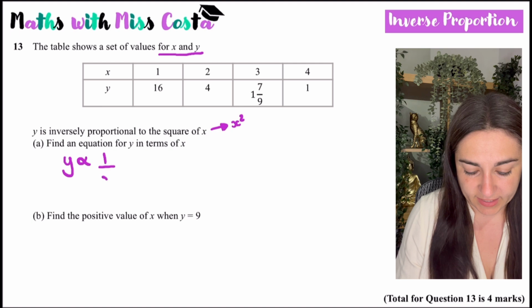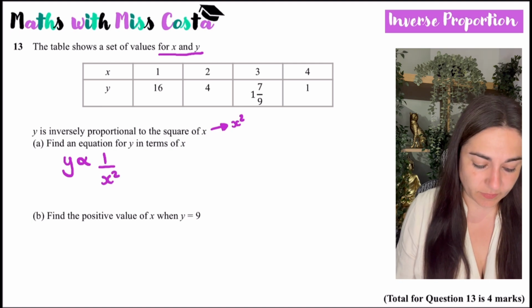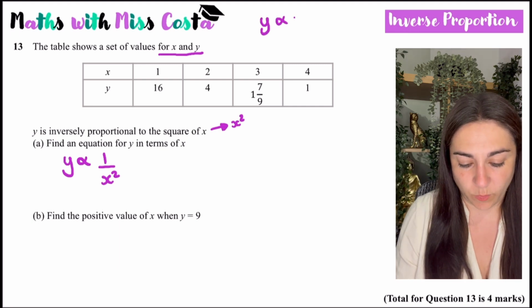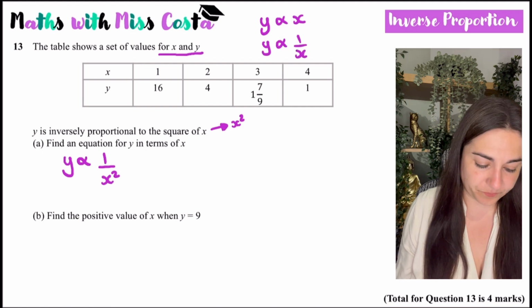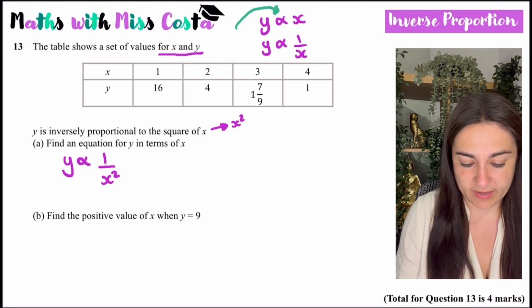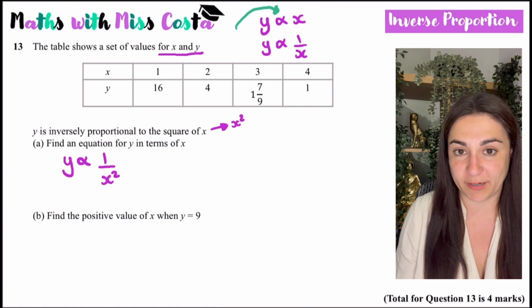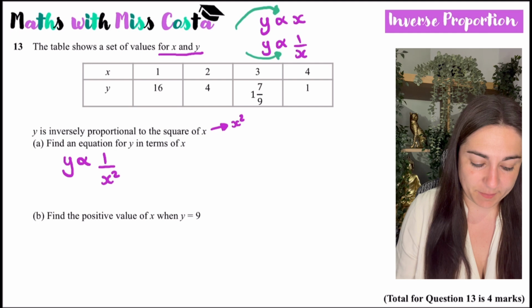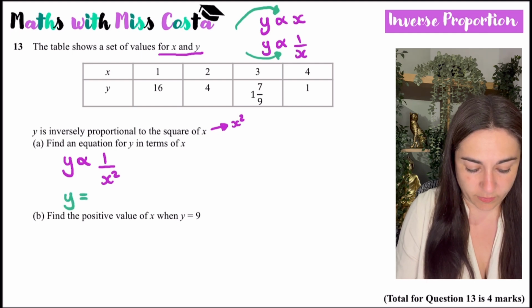Now the square of x means x squared, and inverse proportion is where it's like the reciprocal. So if I said y is proportional to x, it would look like that. But if y is inversely proportional to x, it would look like that. And this little sign here means is directly proportional to. So technically that statement says y is directly proportional to x, and this one here says y is directly proportional to the inverse of x. But either way, you write your setup statement, and then we write our equation.